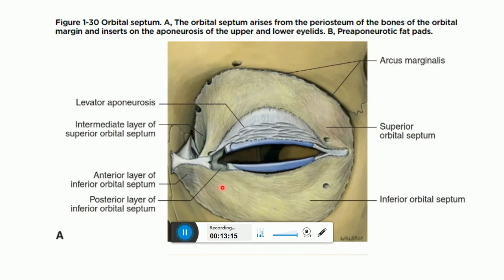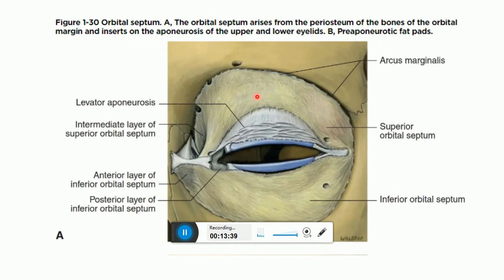Centrally, the orbital septum is attached to the aponeurosis of the upper and lower eyelid. This is the aponeurosis, and here is the attachment. Now this septum delimits the anterior or posterior spread of the edema, inflammation, or blood.